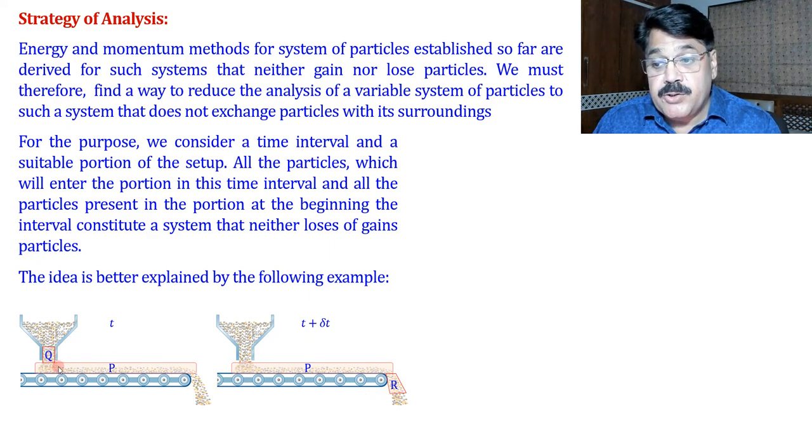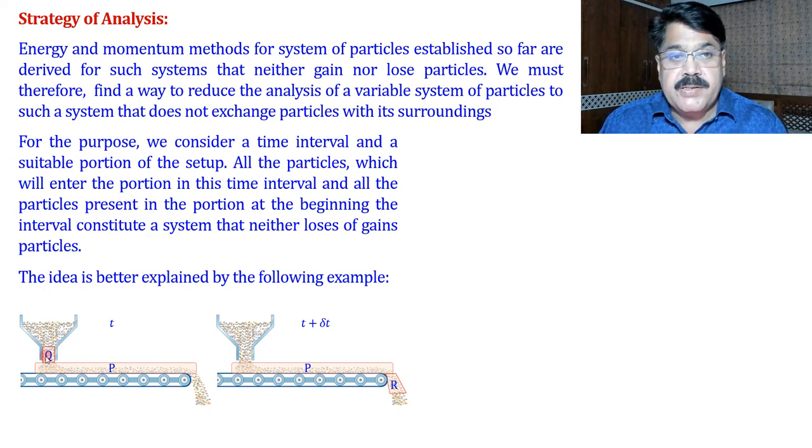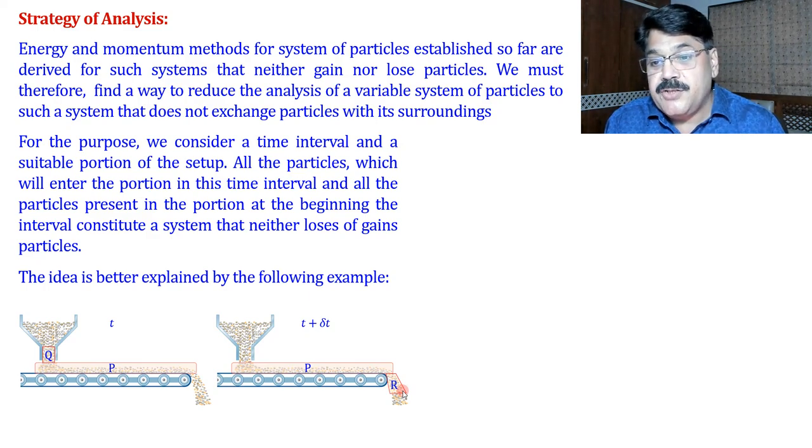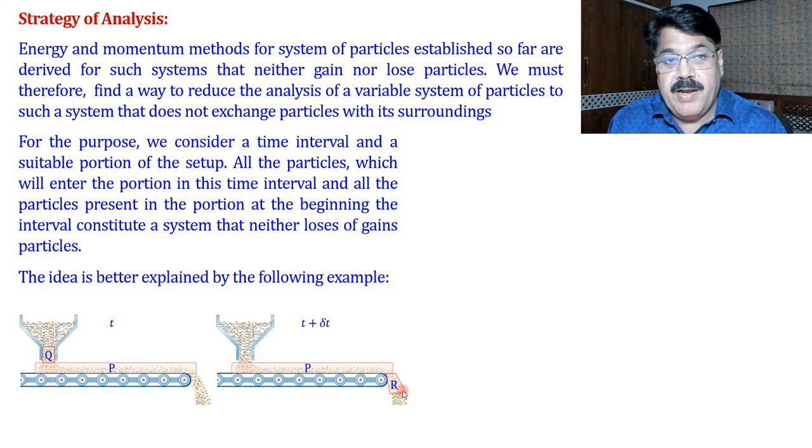So what is our system? At the beginning, at t, the system is Q and P. At the end of the interval, the system is P plus R. And now, how many particles and what particles are included in Q and P? The same particles are included in P and R. So, in this way, very skillfully, we have converted this variable system of particles into a system of constant particles, meaning one that is not exchanging particles with the surroundings. So if we consider such a kind of system, we can apply the methods of a system of particles, the energy method and the momentum method, to analyze such systems.